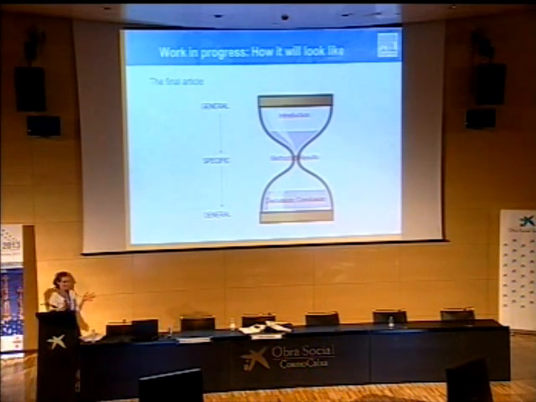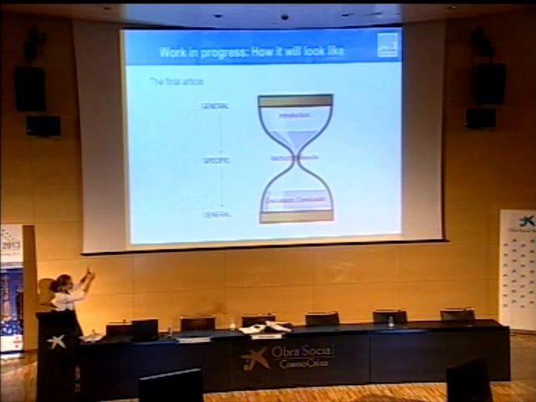So the final article that you will publish will tell a story, basically. It will have an introduction that is rather general, that puts your research into context. Then you will be more specific. You will describe your results, what you have exactly done and what you have found. And then you will become general again and put your results into context and what it actually means. So this is how the story will look in the end.